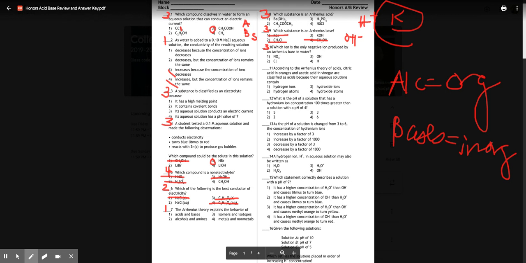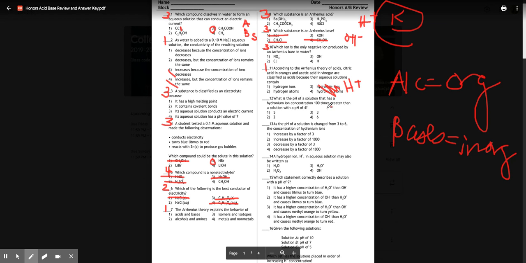According to the Arrhenius theory of acids, citric acid in oranges and acetic acid in vinegar are classified as acids because they... Arrhenius acids give off H+. What is H+? H+ is hydrogen. Is it an ion or an atom? Well, the fact that it's got a plus means it's got a charge.